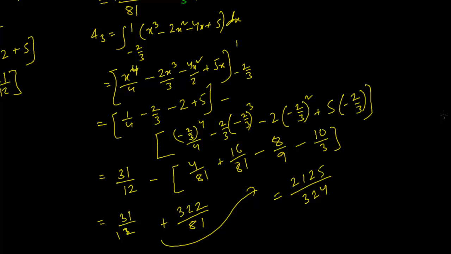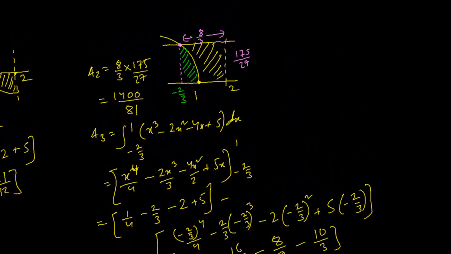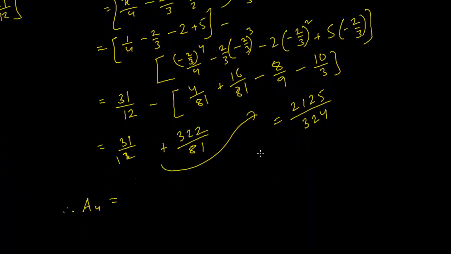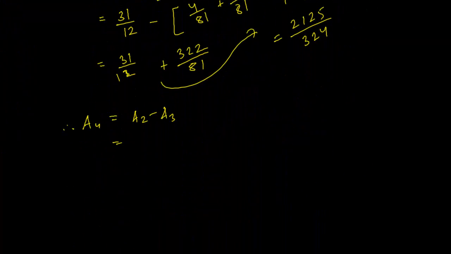Now we have to find the region above the x-axis. So that region is going to be, let me call this area 4. So area 4 is going to be the larger rectangle, which is area 2. So area 2 subtract area 3. So area 2 is 1400 divided by 81 subtract, this is going to be 2125 divided by 324.